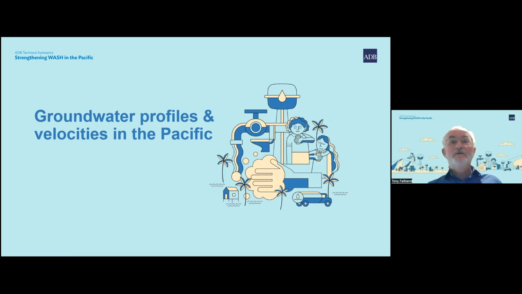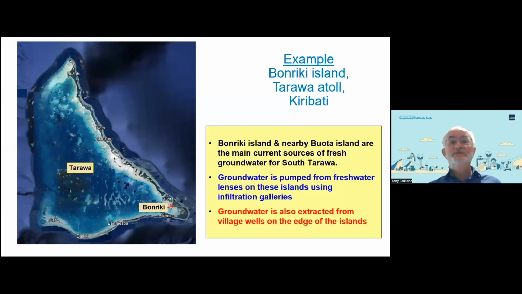We'll be looking at groundwater profiles and velocities in the Pacific, taking a specific example of the island of Bonriki, which is on Tarawa Atoll in Kiribati, as described in the earlier session. Bonriki and nearby Buota Island are the main current sources of fresh groundwater for South Tarawa. Groundwater is pumped from the freshwater lenses on these islands using what are called infiltration galleries. The groundwater is also extracted from village wells on the edge of both of these islands.